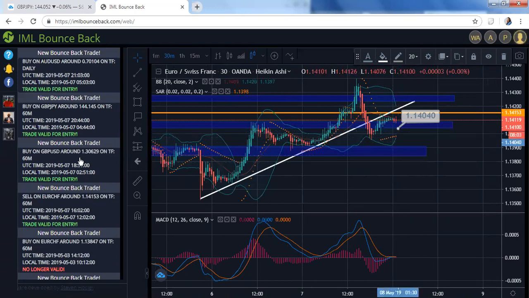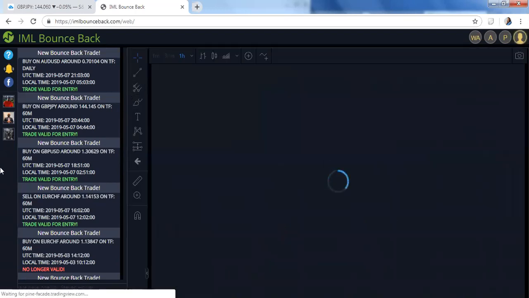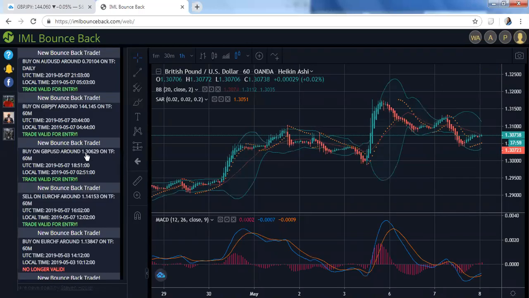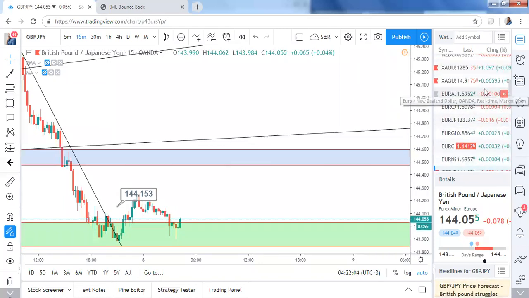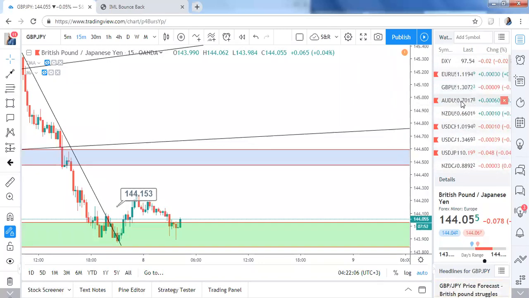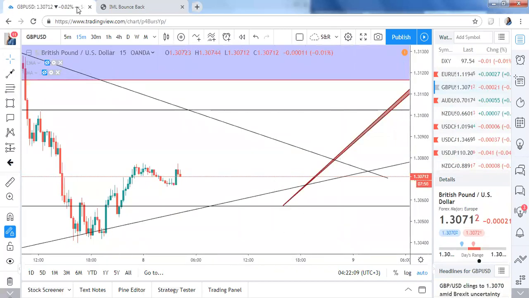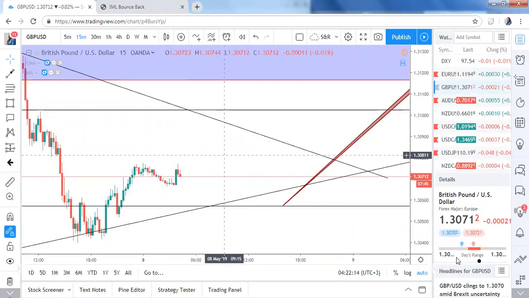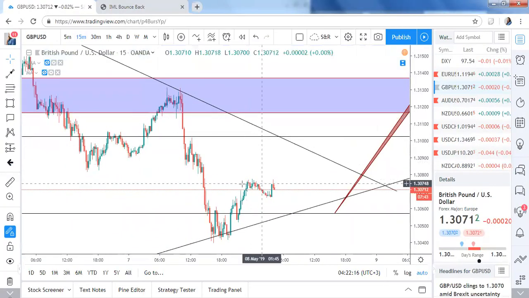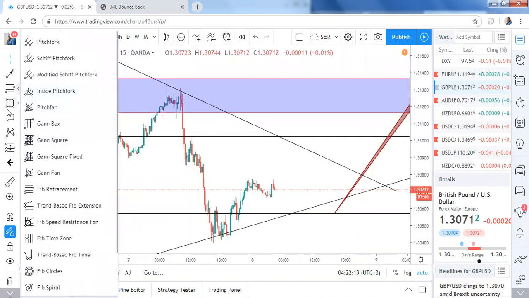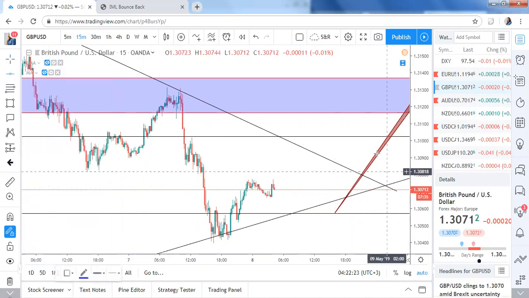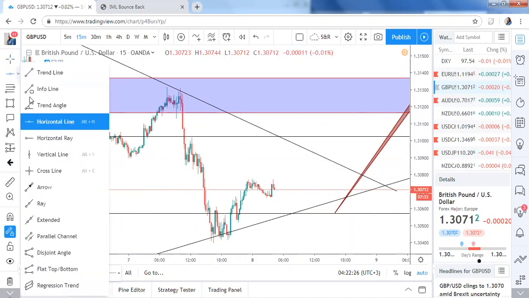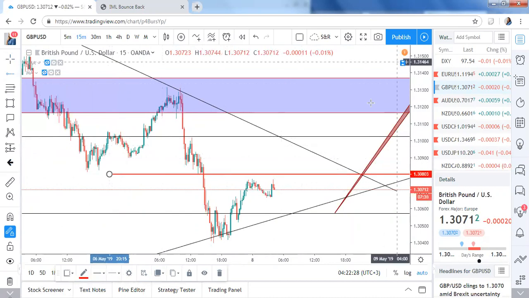So let's do another pair. Let's do GBP USD. It says buy GBP USD around 136.29. So I'm going to go to TradingView, give you a better screen. Right? So it says buy GBP USD around 136.29. So let's identify 136.29. Horizontal line. Actually, let me use the red.